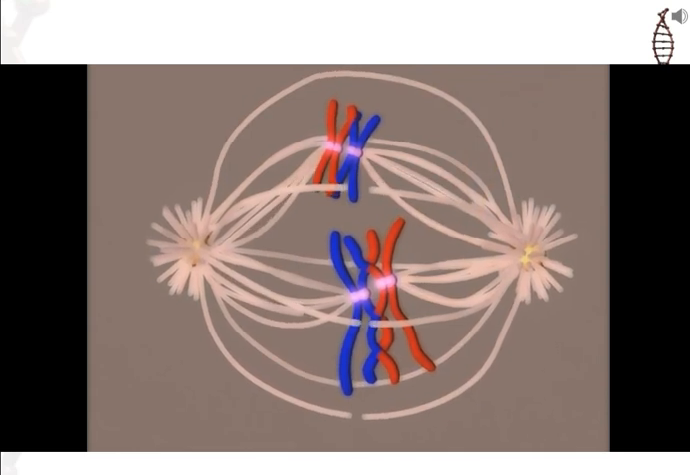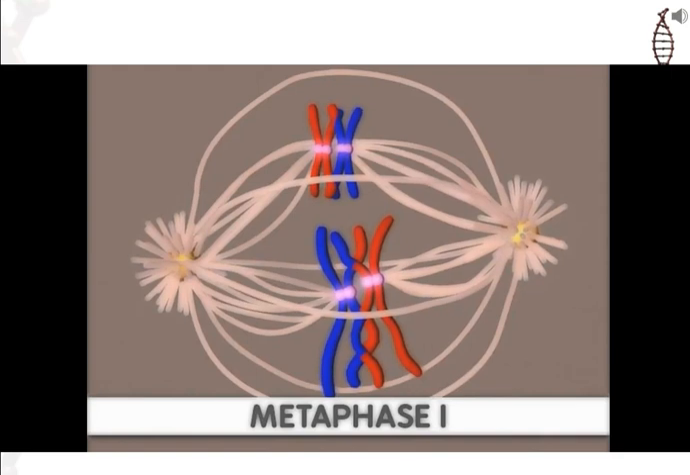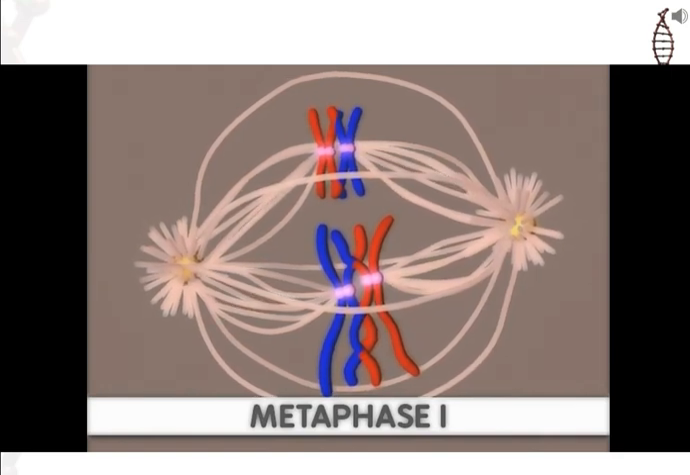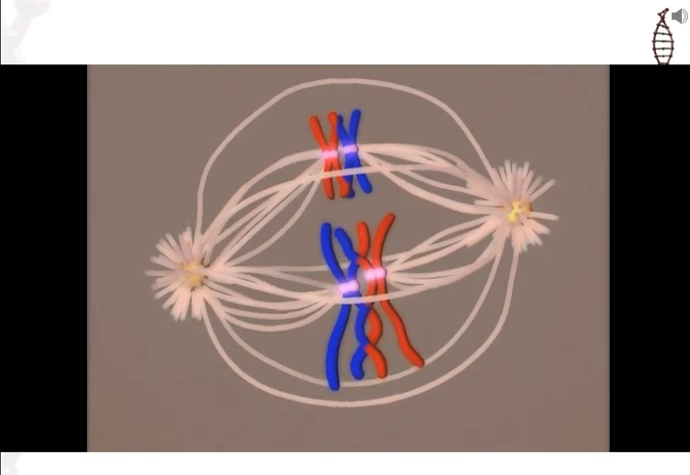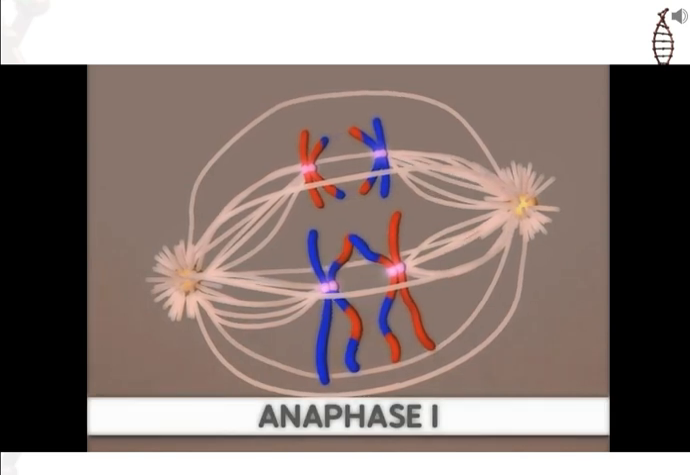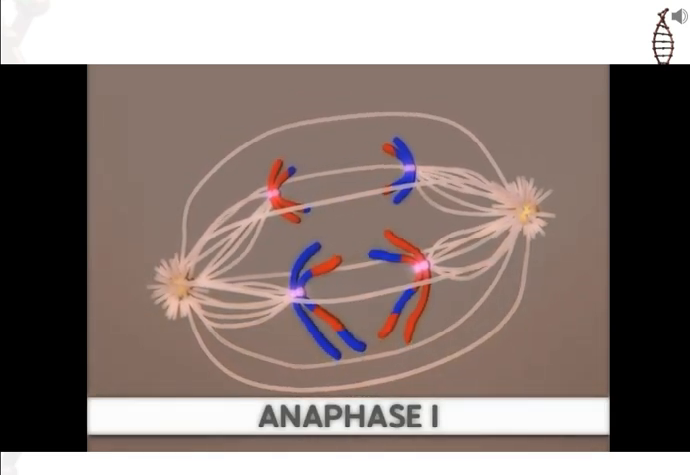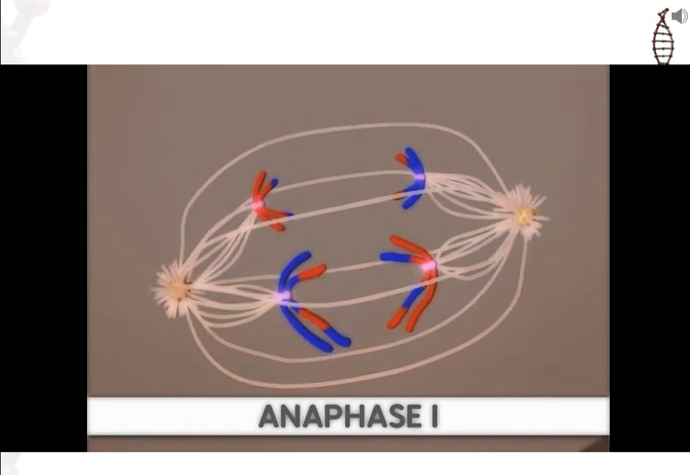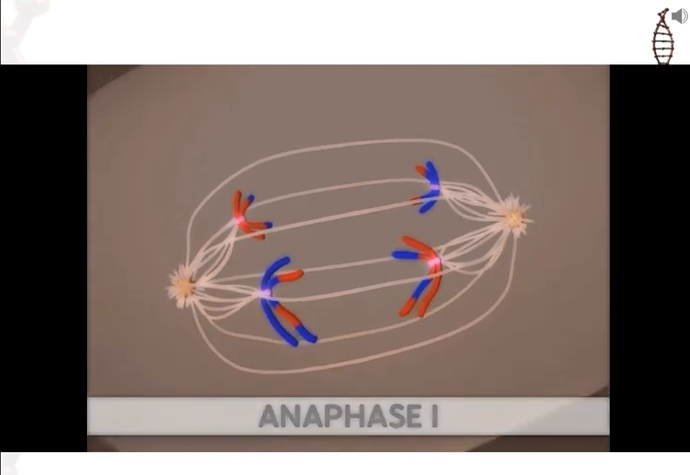The next phase of meiosis 1 is called metaphase 1. Here, the synapsed chromosomes align at the equator of the cell. The chromosomes align randomly, which results in different combinations each time meiosis occurs. The next phase is anaphase 1. During this phase, homologous chromosomes separate and migrate to the 2 poles of the cell. Importantly, the sister chromatids remain attached at their centromeres.